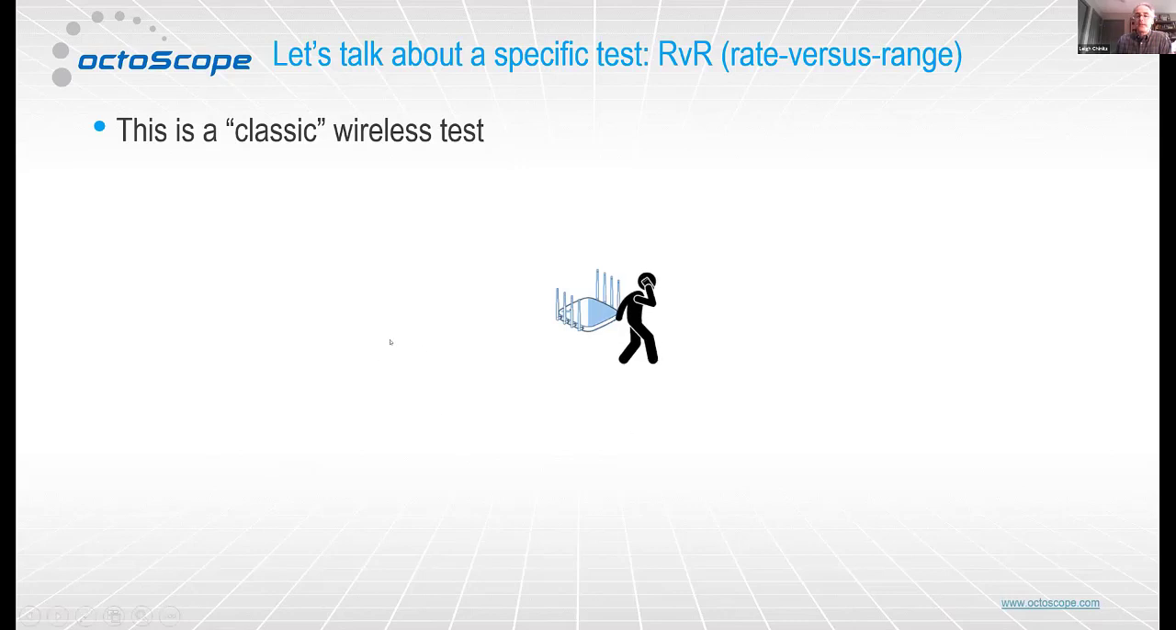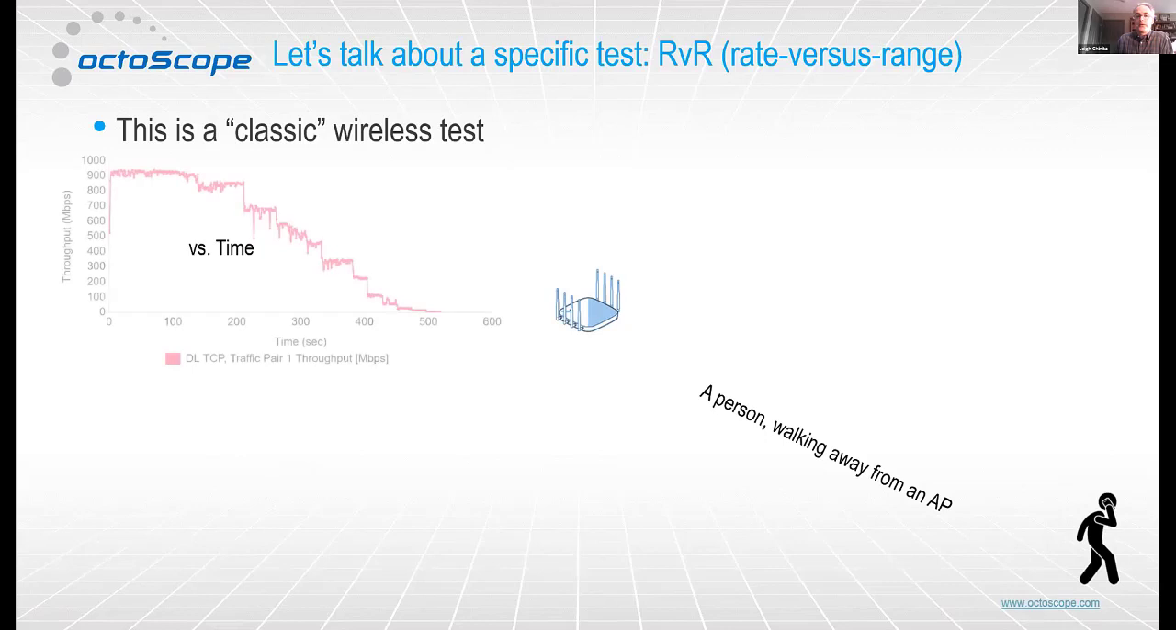So it's a classic wireless test, and it is essentially the emulation of a user walking away from an access point. So as the user walks away from the access point, obviously the distance between the user and the access point increases, so the attenuation of the signal increases, and that will affect the throughput. When we just look at what a measurement looks like as a function of time, it looks something like this.